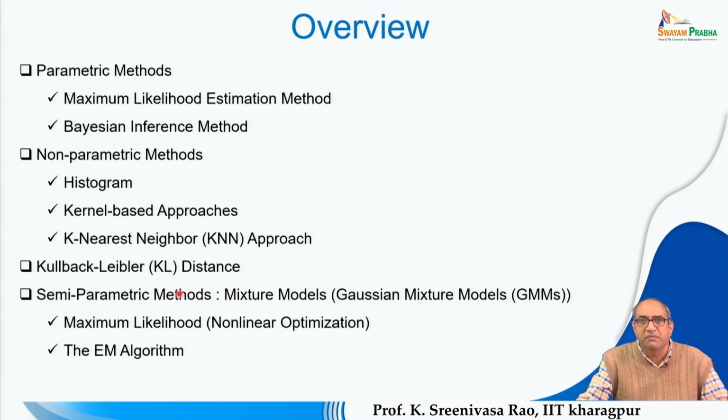And semi-parametric methods are nothing but, as I mentioned, they take the merits and advantages of both of these two. Under semi-parametric methods we discuss mixture models by taking the example of Gaussian mixture models. We will see what it is. In this case, the semi-parametric methods can be carried out using these techniques: maximum likelihood estimation or the EM algorithm, that means expectation maximization algorithm. We will see the details of that a bit later.